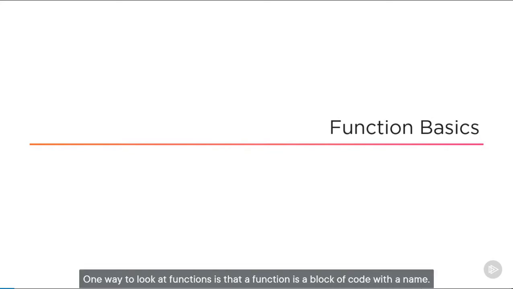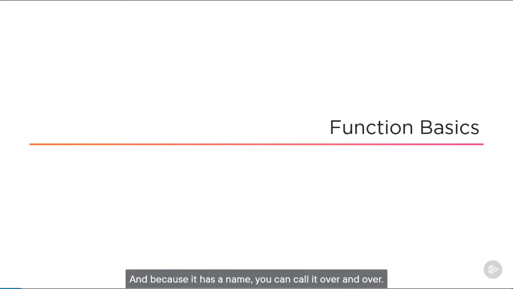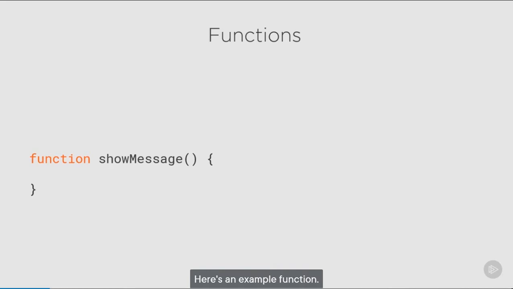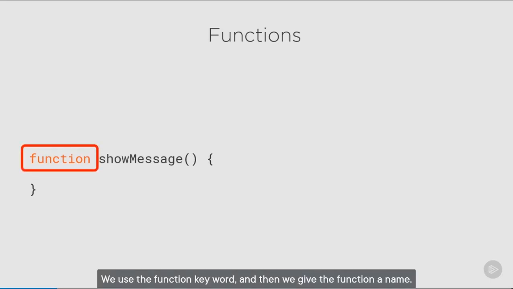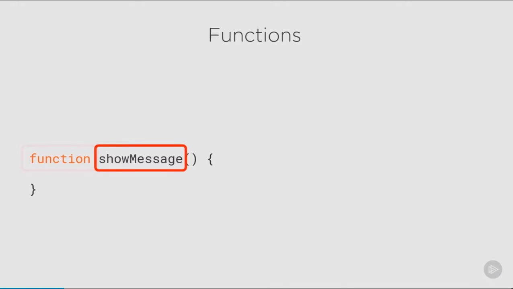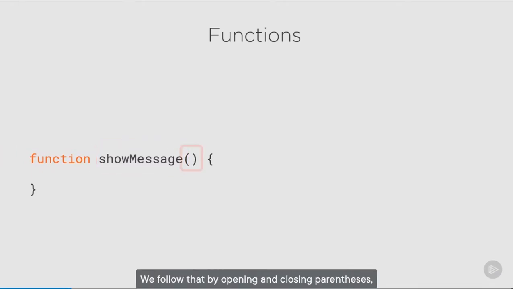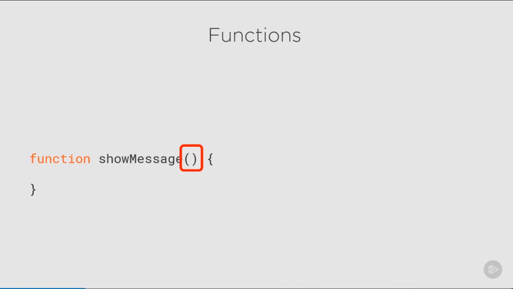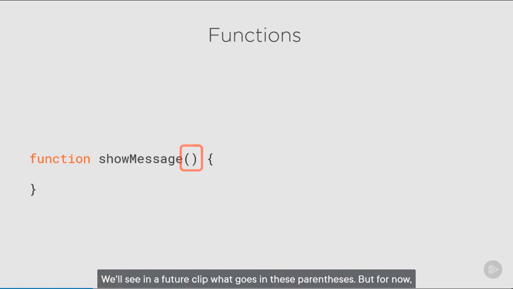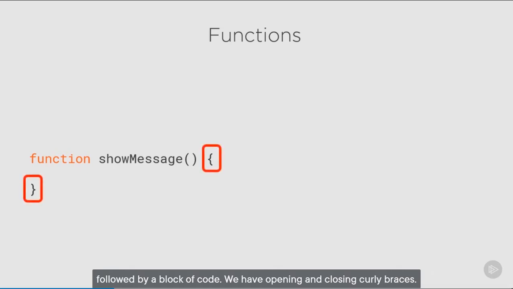One way to look at functions is that a function is a block of code with a name. And because it has a name, you can call it over and over. Most of the JavaScript code that you write will be within functions. Let's see how we create these. Here's an example function. We use the function keyword, and then we give the function a name. Here the name is showMessage. We follow that by opening and closing parentheses, and that's the evidence that we're working with a function here. We'll see in a future clip what goes in these parentheses. But for now, just know we have the name of the function, parentheses, followed by a block of code.